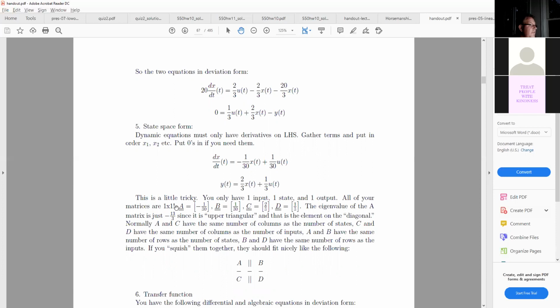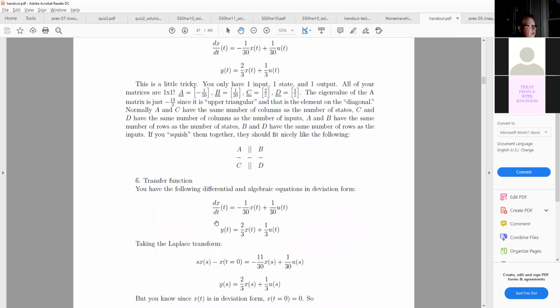But for state space, usually we end up with like a 2x2 or 2x3 or 5x5 or whatever it is. And remember, your matrices should stack. Like A and B have the same number of rows. C and D have the same number of rows. A and C have the same number of columns. B and D have the same number of columns.